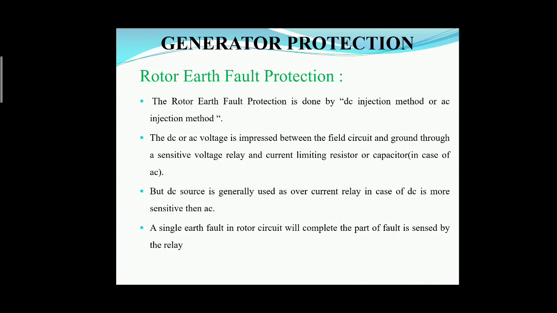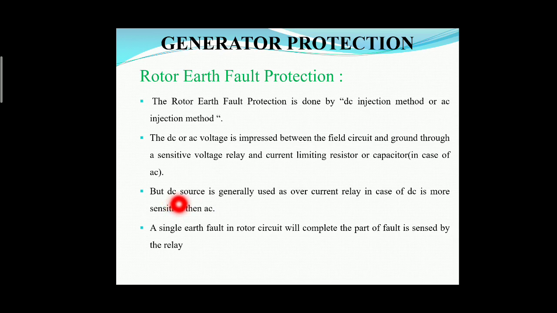By using the tapping at the center, this problem will be overcome. The relay can detect the midpoint fault of the rotor also. This is one of the resistance injection methods. A DC or AC voltage is injected between the field circuit and ground through a voltage-sensing relay and current limiting resistors or capacitors.